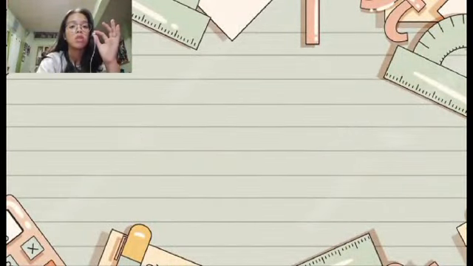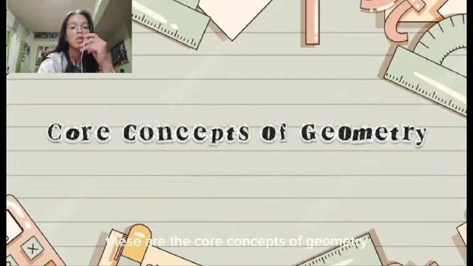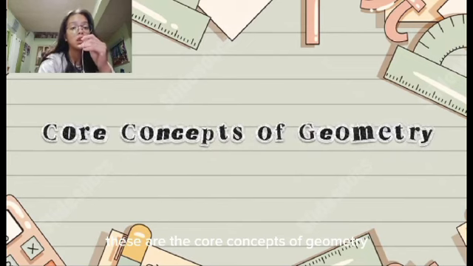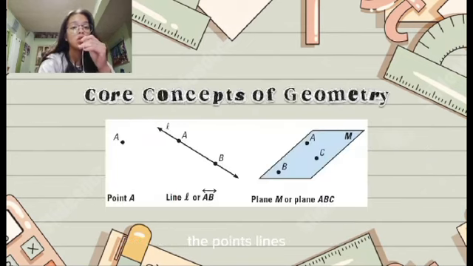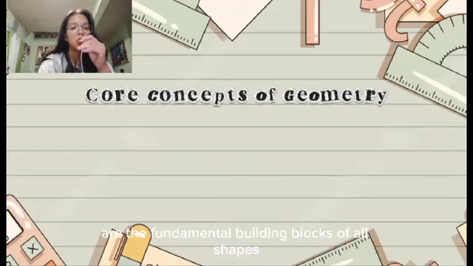Geometry. Geometry is the branch of mathematics that studies the sizes, shapes, positions, angles, and dimensions of things. It helps us understand and describe the physical space around us. These are the core concepts of geometry. The points, lines, and planes are the fundamental building blocks of all shapes.